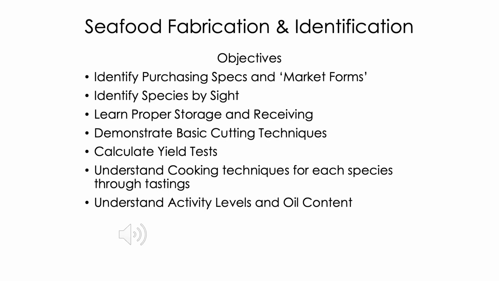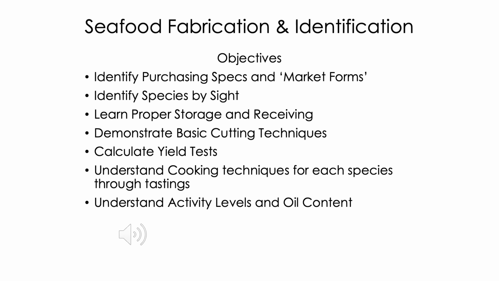In this class, we're going to go through a few objectives. Mainly, what I'd like you to learn by the end of this course is not only how to identify the main species and families, but what are the specs you're going to look for when you buy them, what different market forms they may come in. Once you have them, how are you going to store them and receive them? How are you going to cut them?